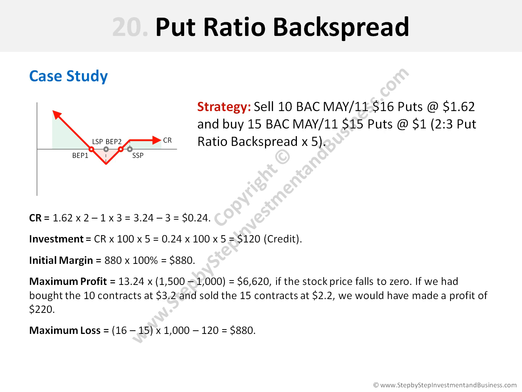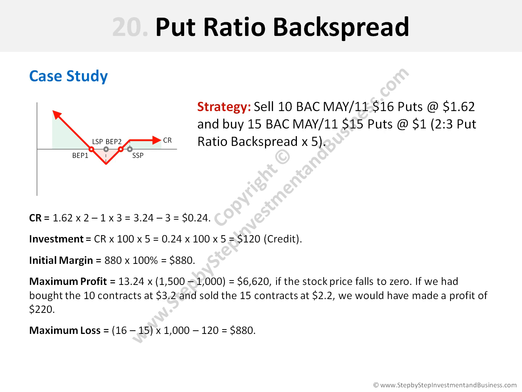The credit received is equal to the premium received minus the premium paid. In our case, 1.62 multiplied by 2 minus 1 multiplied by 3, which is equal to 24 cents. Remember that the number of contracts is expressed with the values of the ratio used, which in our case is 2 to 3.